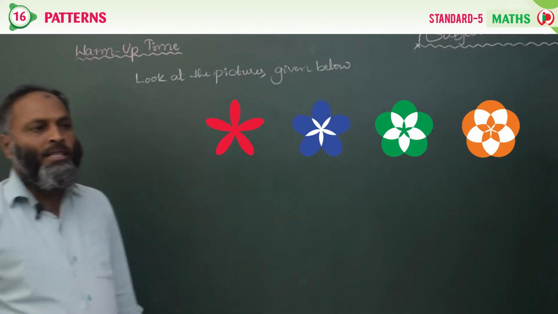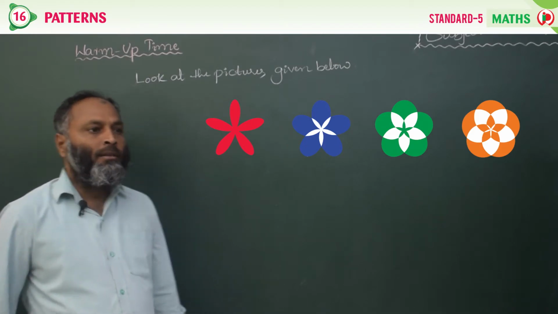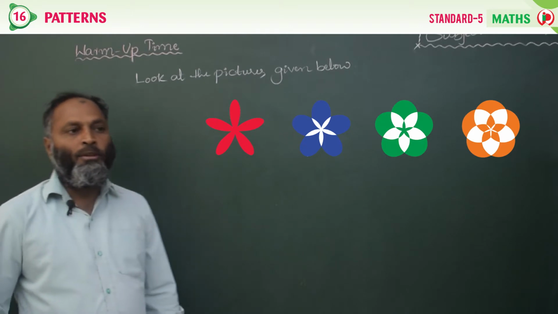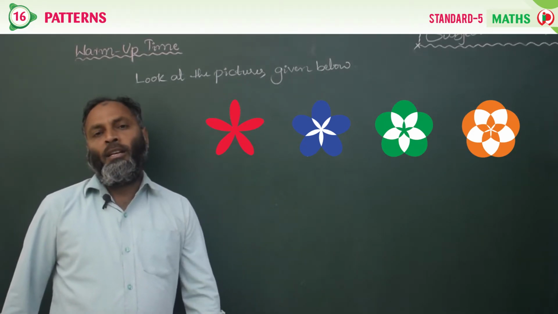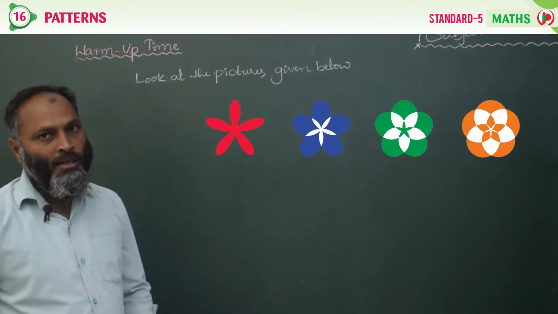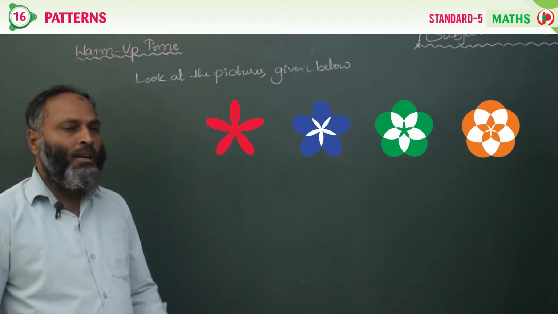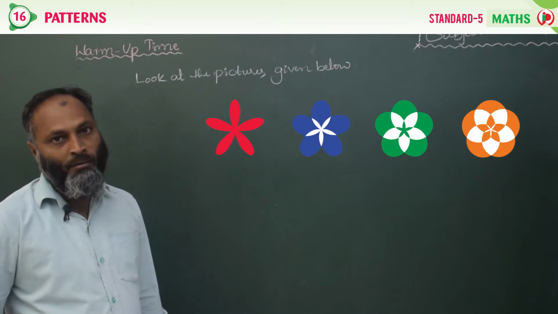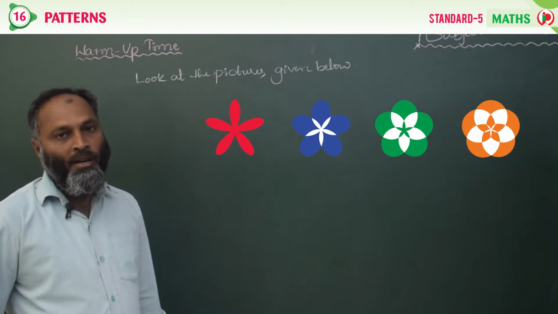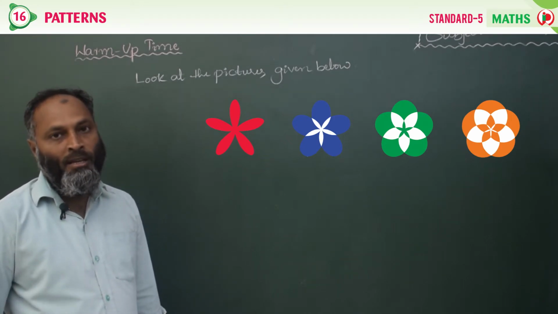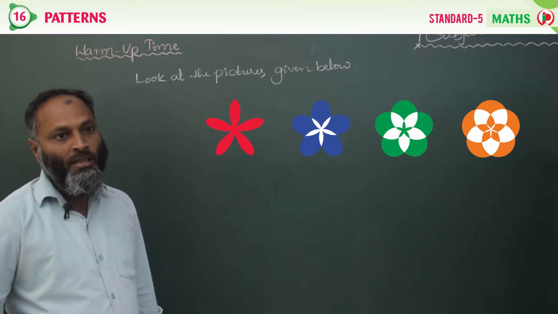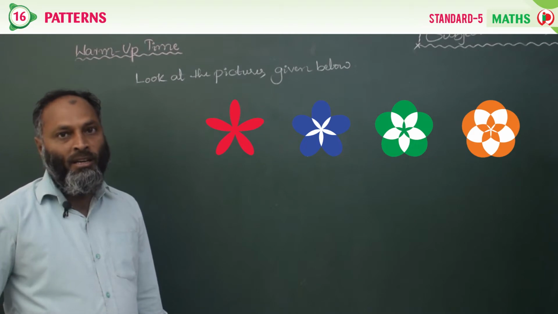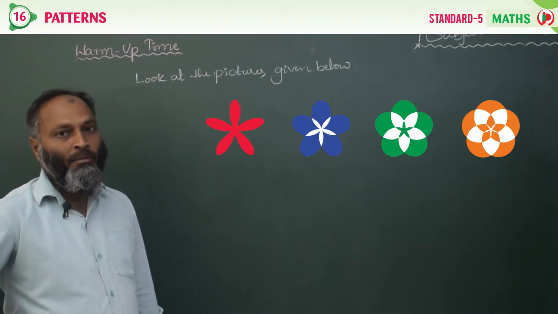So the next chapter is patterns. Today we are going to learn about patterns. Generally in our nature, we can observe different types of patterns. Flowers are in different patterns, leaves are in different patterns, trees are in different patterns, and mats. If you see the mats in our houses, some designs are there. The designs are in a particular pattern.